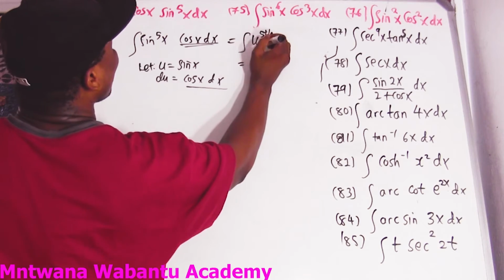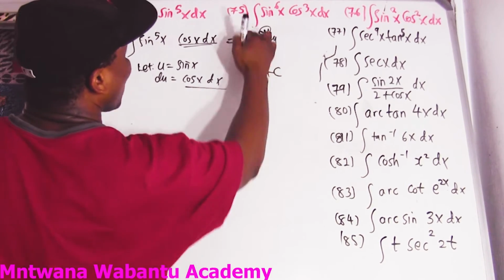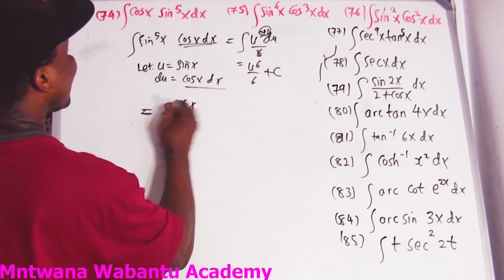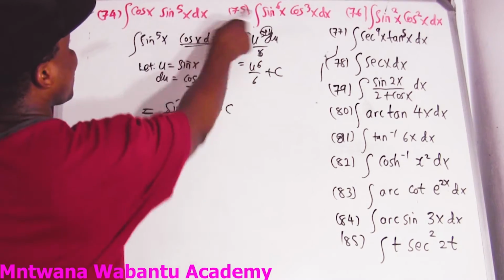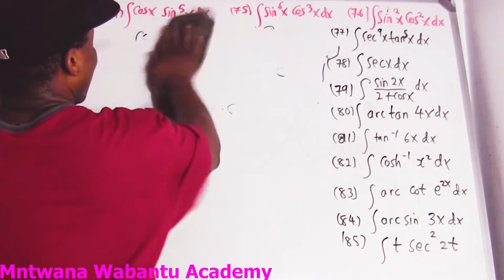Now when you integrate, you add 1 to the power, and divide by the same thing at the bottom, which is 6. So it's u to the power 6 over 6 plus a constant, because there's no limit. So what is our u? Our u equals sine x. So it's sine to the power 6 of x over 6, plus our constant. We're done. That question is done. We go to the next question.